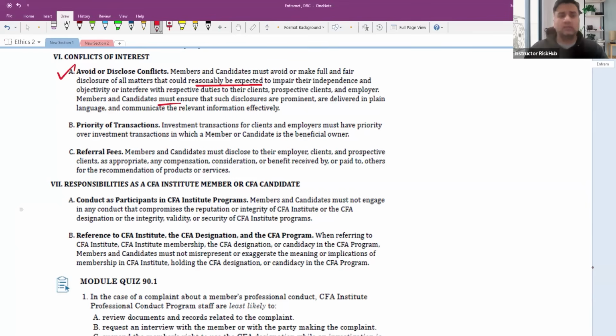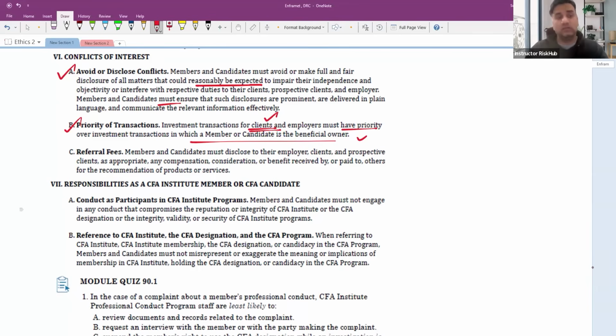Then you have priority of transactions. Investment transactions for clients and employers must have priority over investment transactions in which a member or candidate is the beneficial owner. So clients must have priority over investment transactions in which the member is a beneficial owner. Basically, clients trade first, personal trades later.